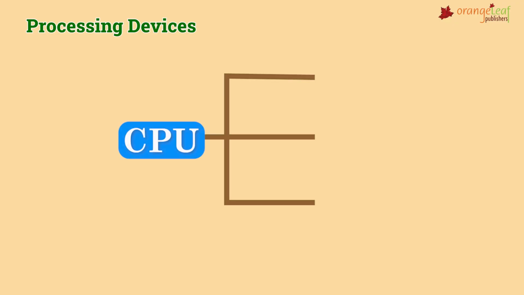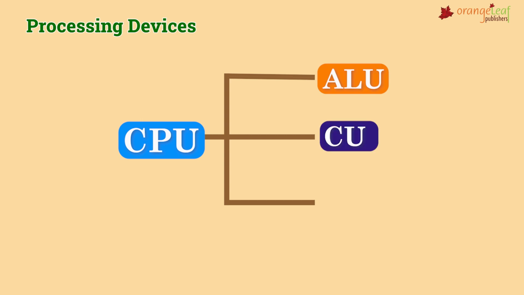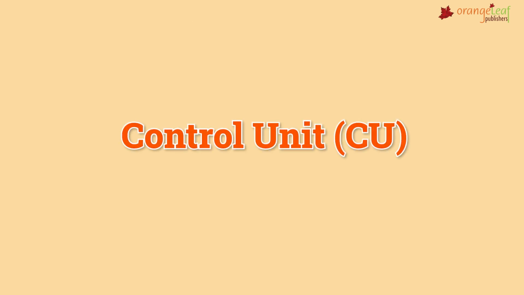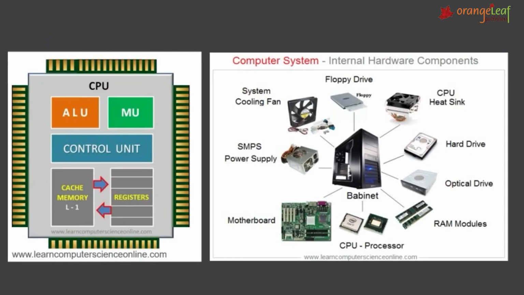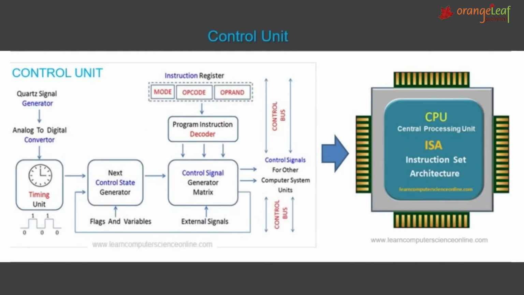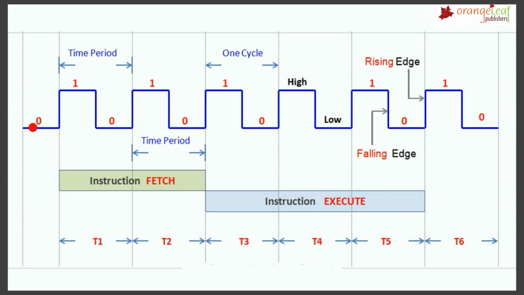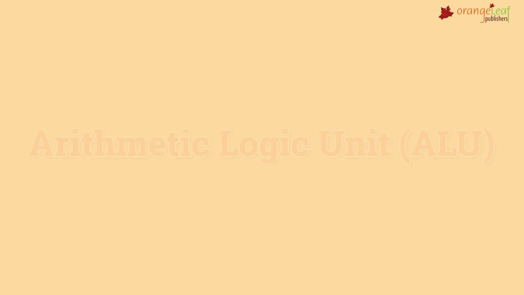A CPU is further separated into ALU, CU, and MU components. Control unit, that is the CU. As its name suggests, the control unit controls the operations of a computer's components. It also controls the order in which instructions move in and out of the processor. It regulates the flow of data between the connected devices.